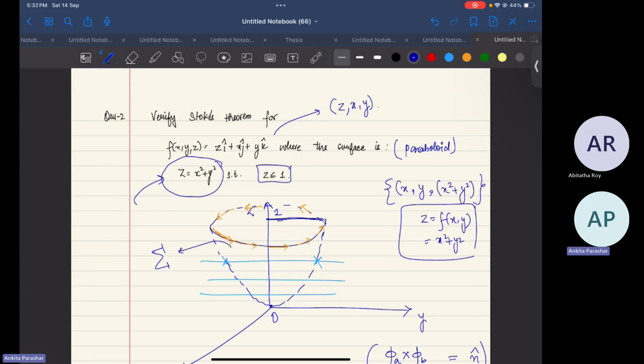Can you see the limits for this? If you make everything perpendicular to the xy plane, what would you get? If you take z to be 0, you'll get x square plus y square equal to 0. If you take z equal to half, you'll get x square plus y square equal to half. If you take z equal to 1, then you get x square plus y square equal to 1. So from where to where are the limits varying for x and y?